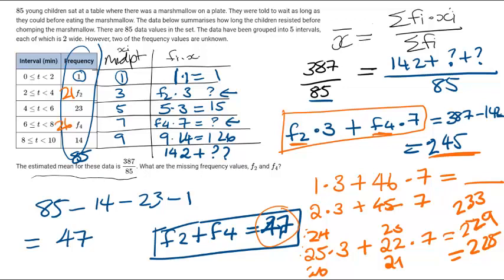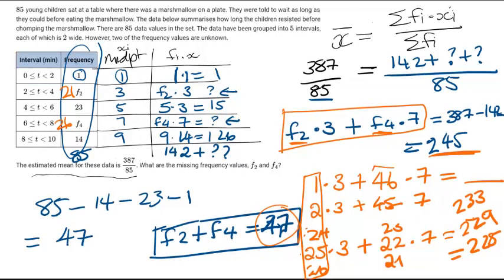So the way that I did it was a process of elimination. I inputted it into the calculator and just changed this variable and that variable as often as necessary, making sure that they add up to 47.